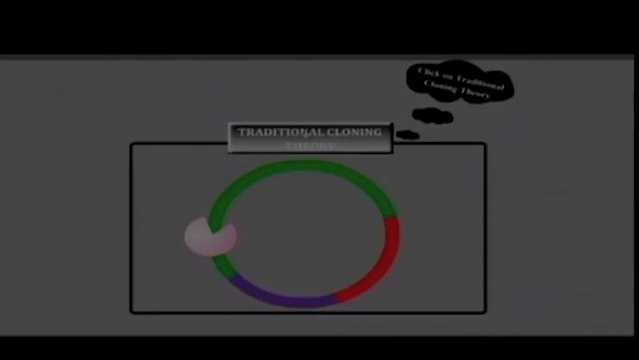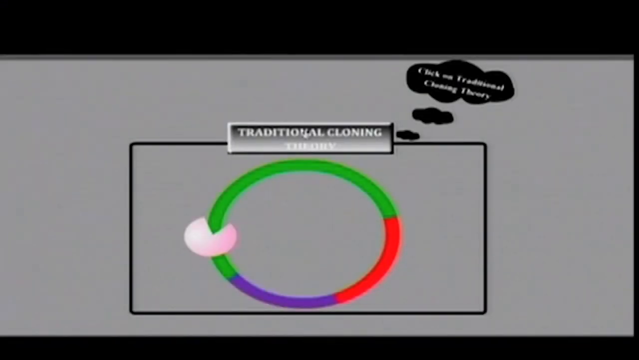Let me explain to you the basics of cloning as well as recombinational cloning in the following animation. Since we are discussing recombinational cloning, let's also briefly touch upon traditional cloning, so that it will be easier to compare traditional cloning versus recombinational cloning.